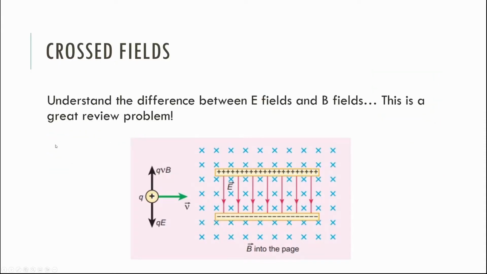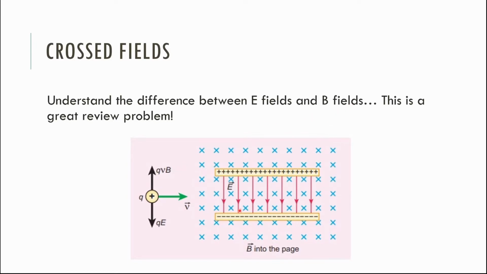To review E fields and B fields, I encourage you to check out the classic crossed fields problem. They're everywhere. Good chance you'll see this on the IB exams. They love this. It's a great one because if you can do this problem, you're showing that you understand the difference between electric fields and magnetic fields. So this is a really good review problem.